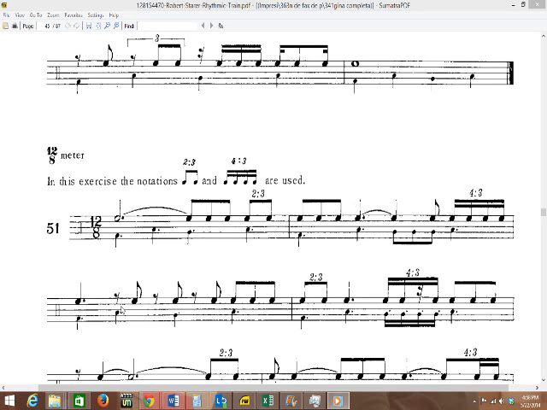Good. All right, let's do all of line 2. Here we go.